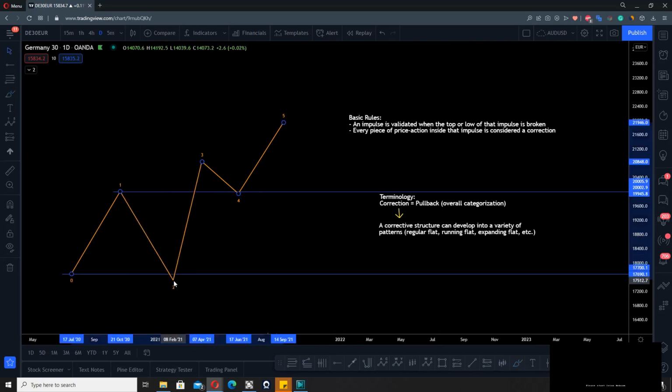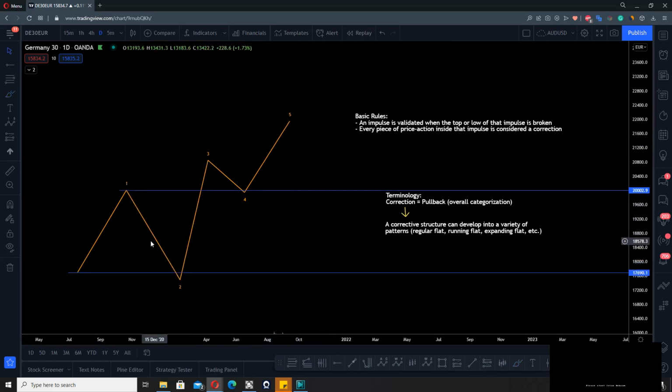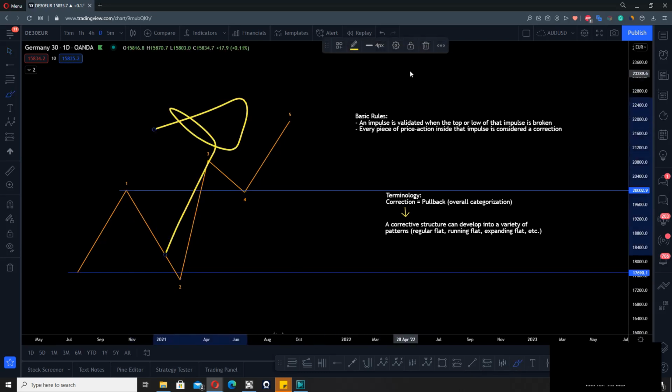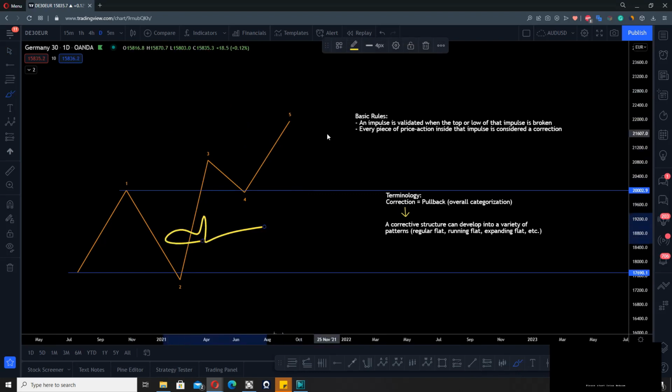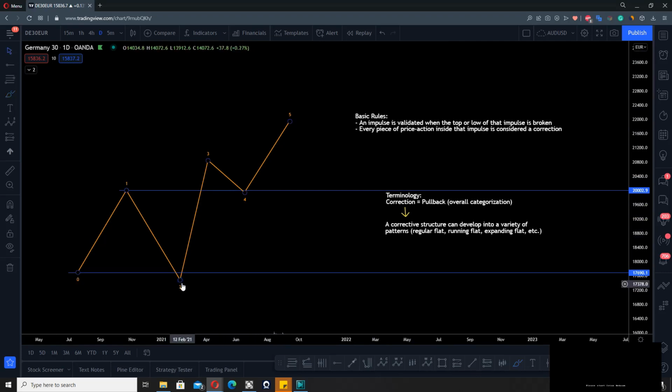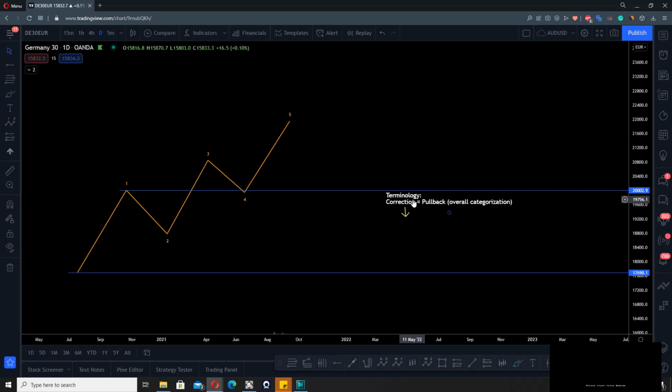If this comes down and breaks this low, then we don't have a pullback any longer. We don't have a correction to go up. Something else is happening in the structure, and we have to figure out what that is, but that's for another video. Right now, we're looking at this piece of information that states that every piece of price action inside of an impulse is considered a correction until proven otherwise. Okay, so let's remove these for now. We don't need this any longer.